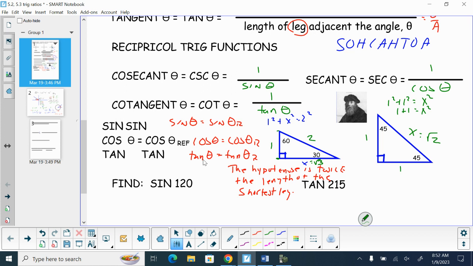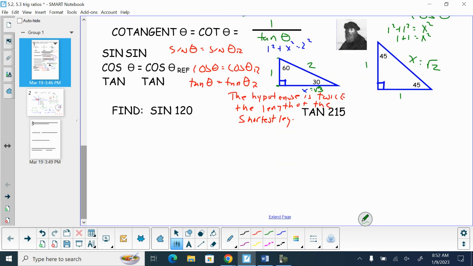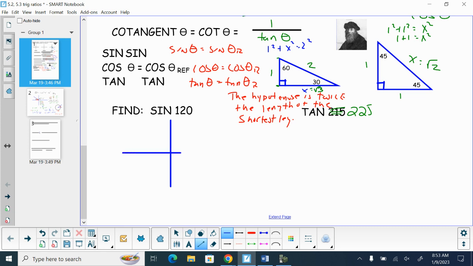You will be asked to find exact values. We want to find the sine of 120 degrees, an exact value for the sine of 120 degrees. So as always, we draw a picture. 120 degrees puts us into which quadrant? Quadrant number two.